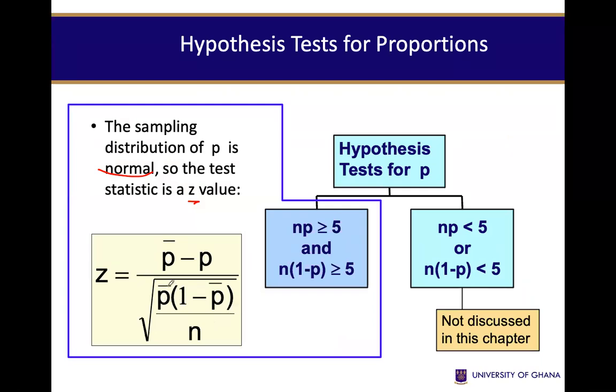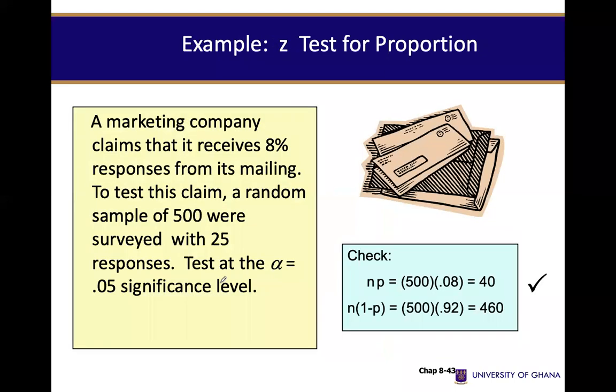In testing for Z, it's actually not p bar. This p bar should not exist. So it's just supposed to be p into 1 minus p. We are going to use the hypothesized value to determine the standard error, not the sample value. So this is devoid of p bar, and I think it will be corrected before the slides are sent to you. Okay, let's take a look at an example.